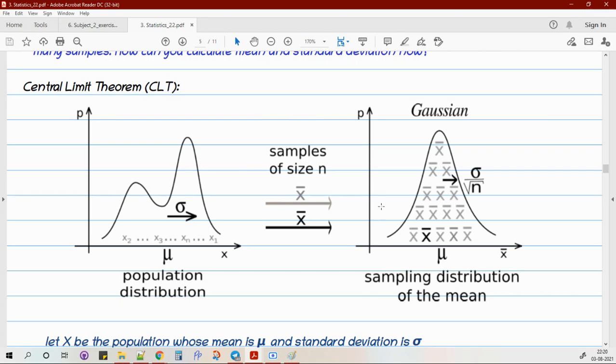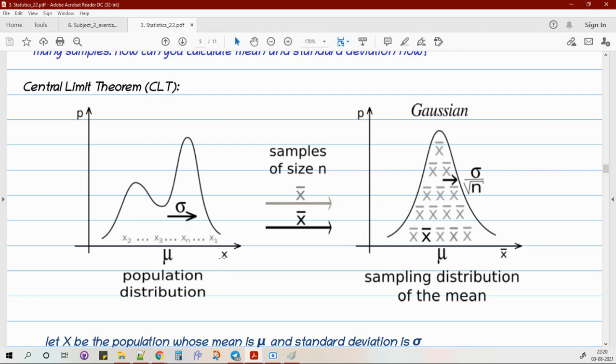we are noting the mean. We are not noting the sample, we just note down all the mean values of the random samples. Then these values would follow the Gaussian distribution. And if you take the mean of this Gaussian distribution, the mu, it is similar to the population mean.